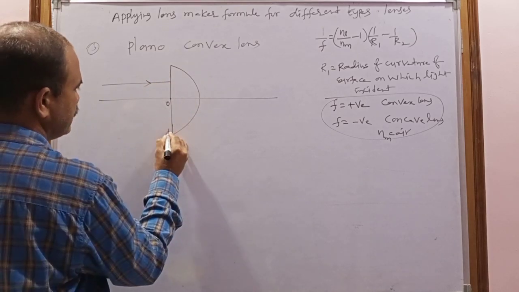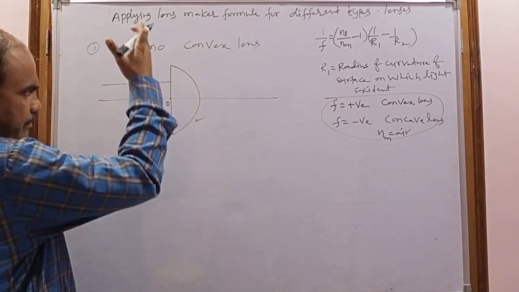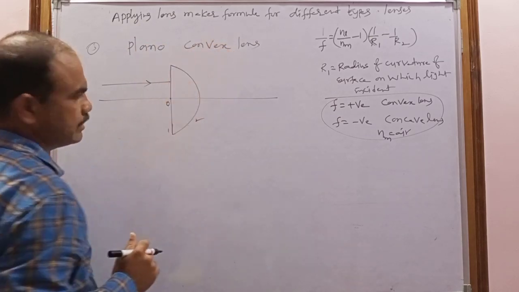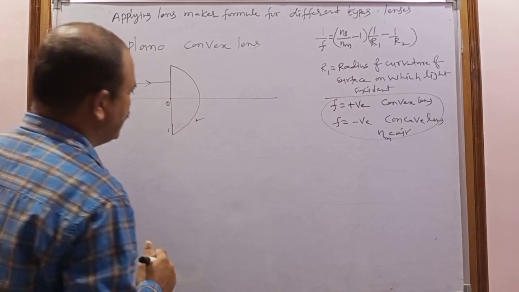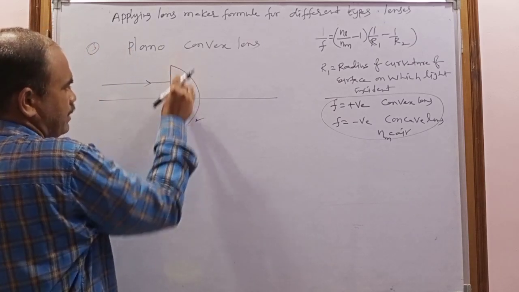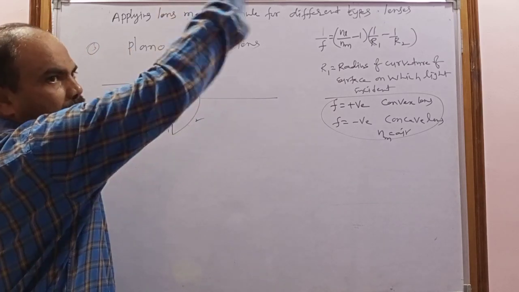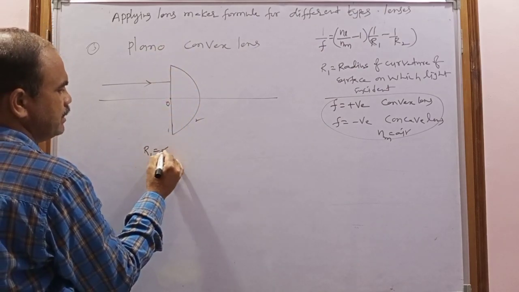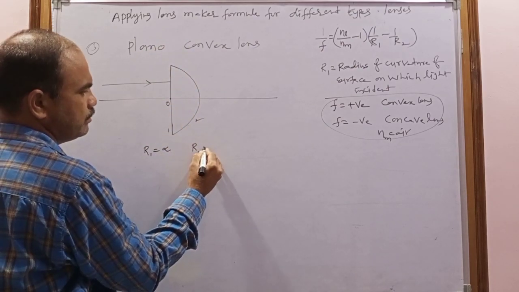So now this is the first surface and this is the second surface. One surface is the plane and the other surface is the curved. In that curved, which shape? Convex. So by taking the first surface, when I draw the sphere, you get infinity. When the surface is plane, the radius of curvature is infinity. And coming to the R2.